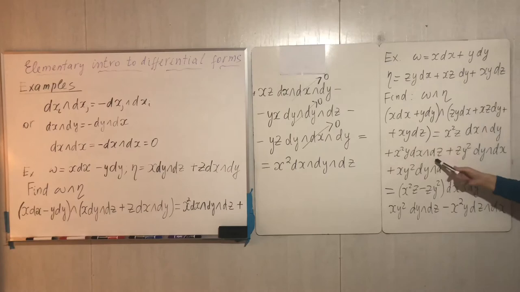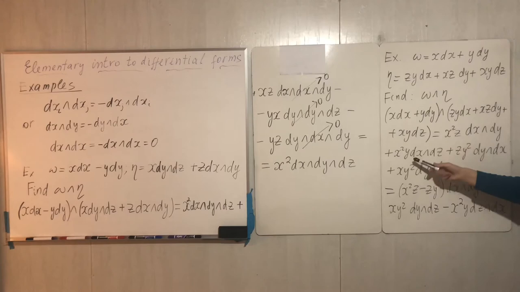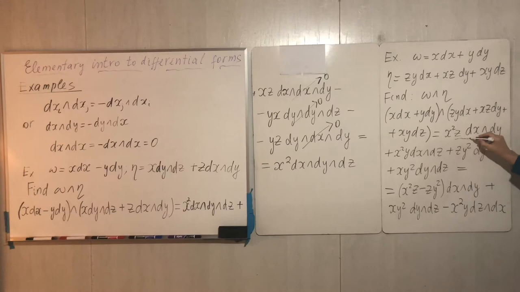It is here. Then we multiply this by that, it will be zy squared dy dx. Again, the order is important. Then we multiply this by that, we will get zero because of dy dy. And then this by this one, we will have xy squared dy dz. And now we can combine them. So we have here a term with dx dy, and here we have a term with dy dx. So we can switch the order and write them both as dx dy. So for the first one, we will get plus x squared z, and for the second, we have to switch the sign, it will be minus zy squared.